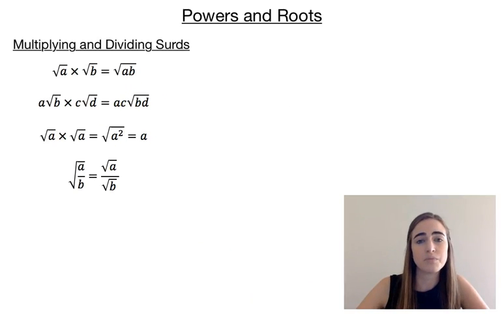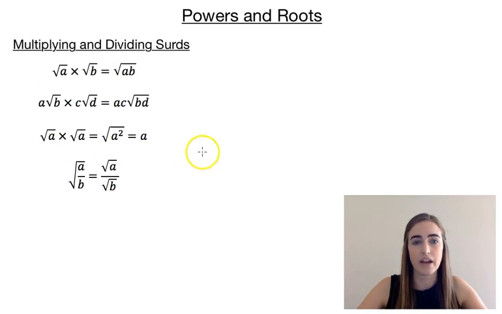Lastly, I want to have a look at multiplying and dividing surds. So we've got a couple of rules here that we need to be aware of. If we had, for example, the square root of a times the square root of b, that's the same thing as having the square root of a times b. And we've been using the reverse of that rule when we were simplifying surds.